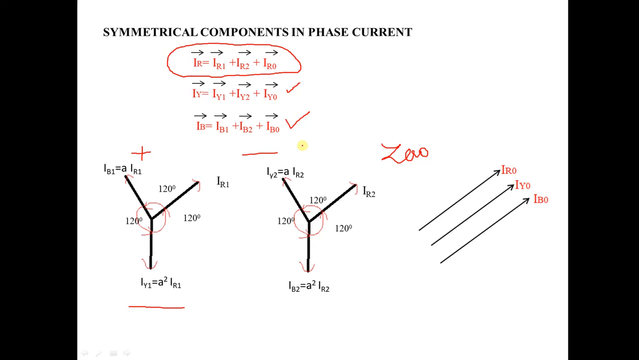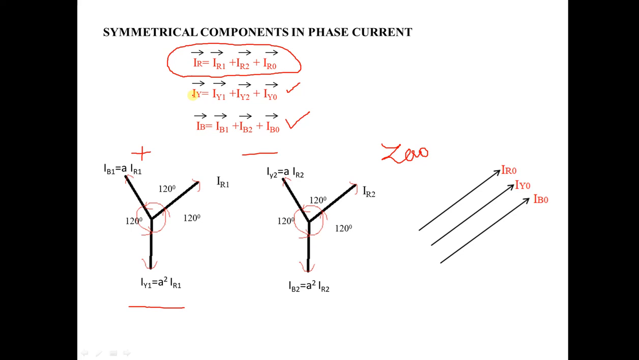Okay, first we are just taking the R phase, in terms of R, Y, B. Similarly, Y and B are expressed in terms of symmetrical components by means of the operator A. Here it will vary by 120 degrees to 240 degrees.